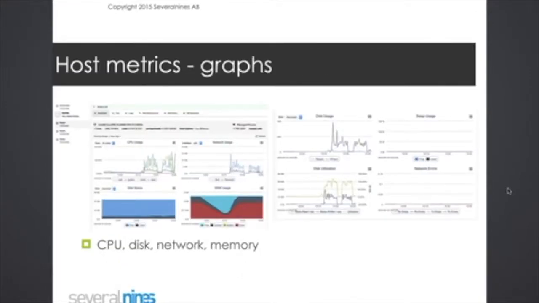So here are some examples of the graphs that ClusterControl provides you. Basic stuff: CPU utilization, disk space, and disk utilization in terms of IOPS and disk throughput. Pretty simple data here.